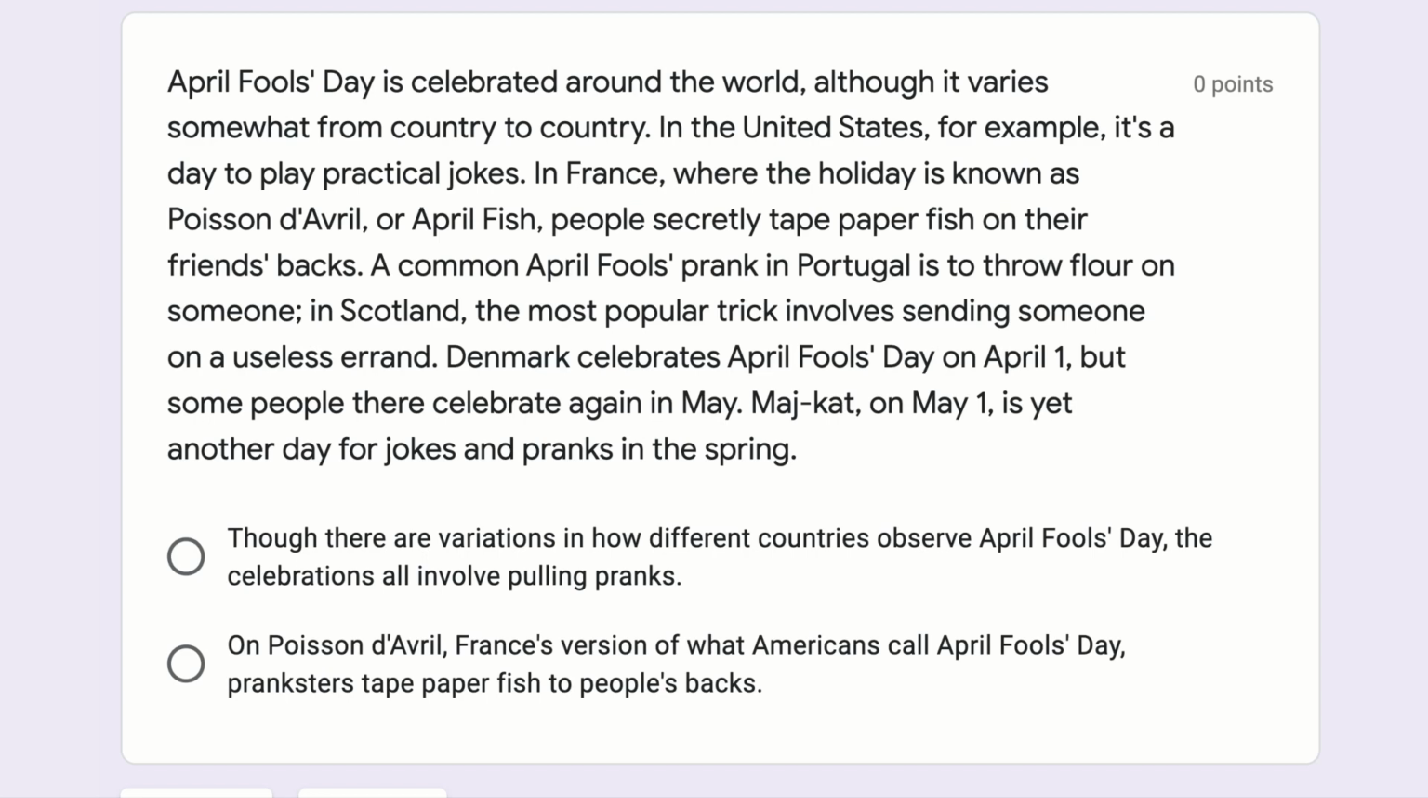The first one says, though there are variations in how different countries observe April Fool's Day, the celebrations all involve pulling pranks. That seems like it closely matches what we said, that there are different celebrations. They did all talk about the pranks that they pull, so that one makes sense. The second option says, in Poisson d'Avril, France's version of what Americans call April Fool's Day, pranksters tape paper fish to people's backs. Okay, that's a supporting piece of evidence for the idea that it's celebrated in different countries with different types of pranks, but it doesn't get to the main idea. So the first one is the correct option.